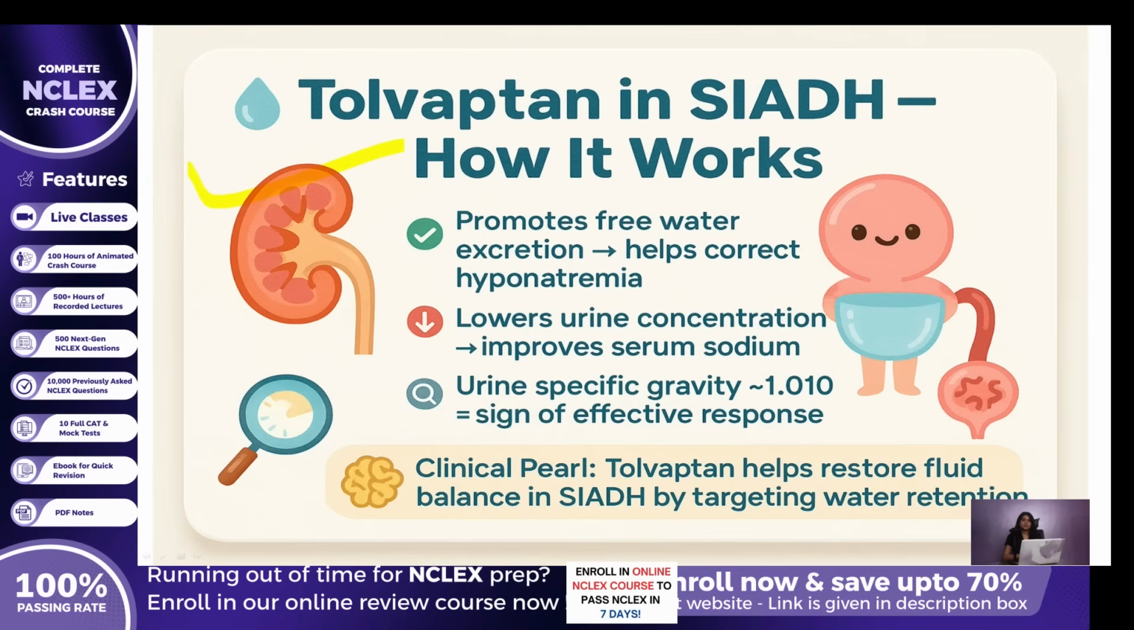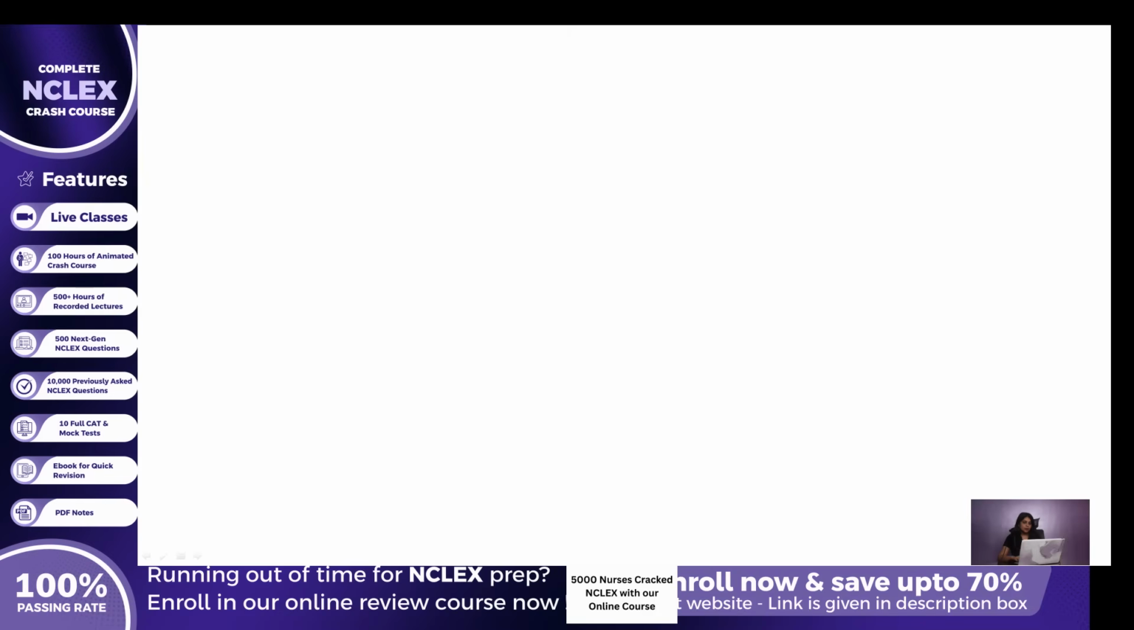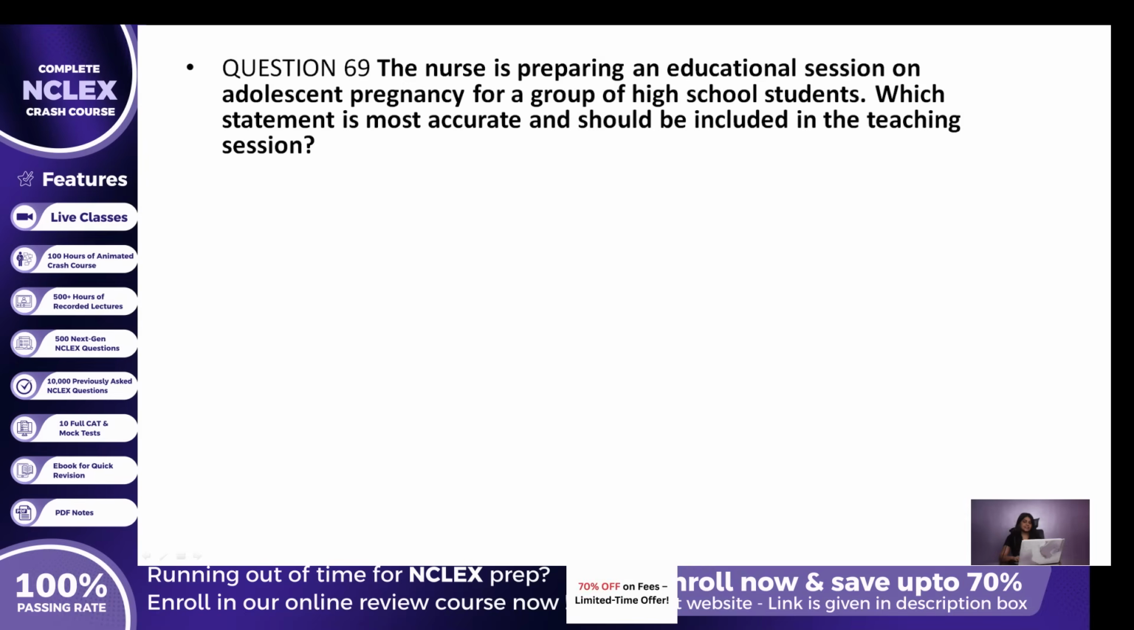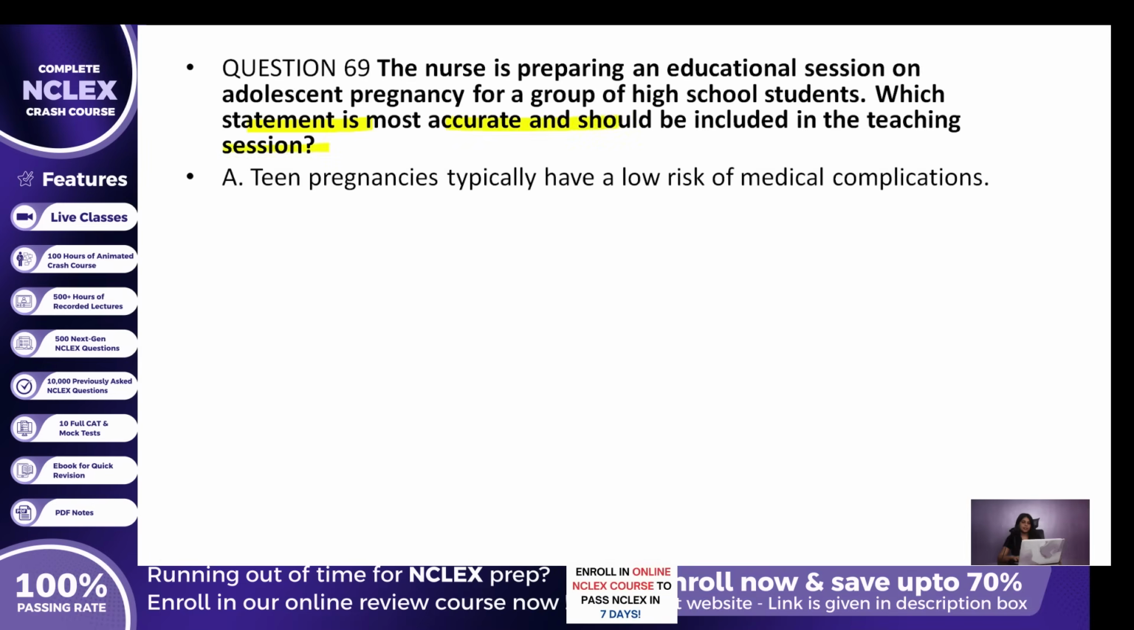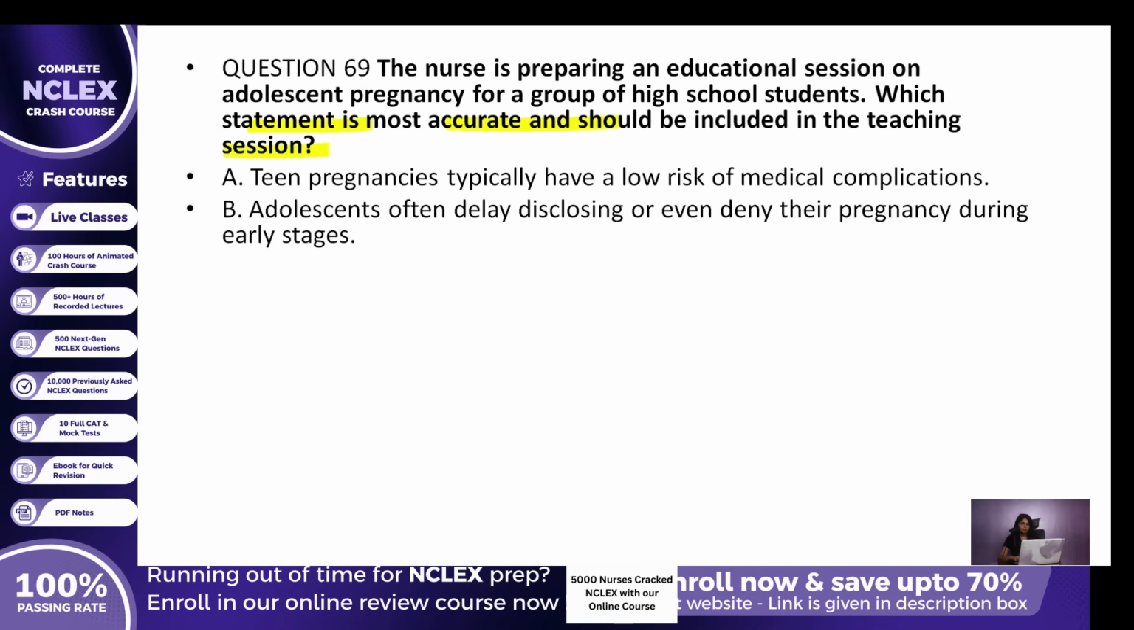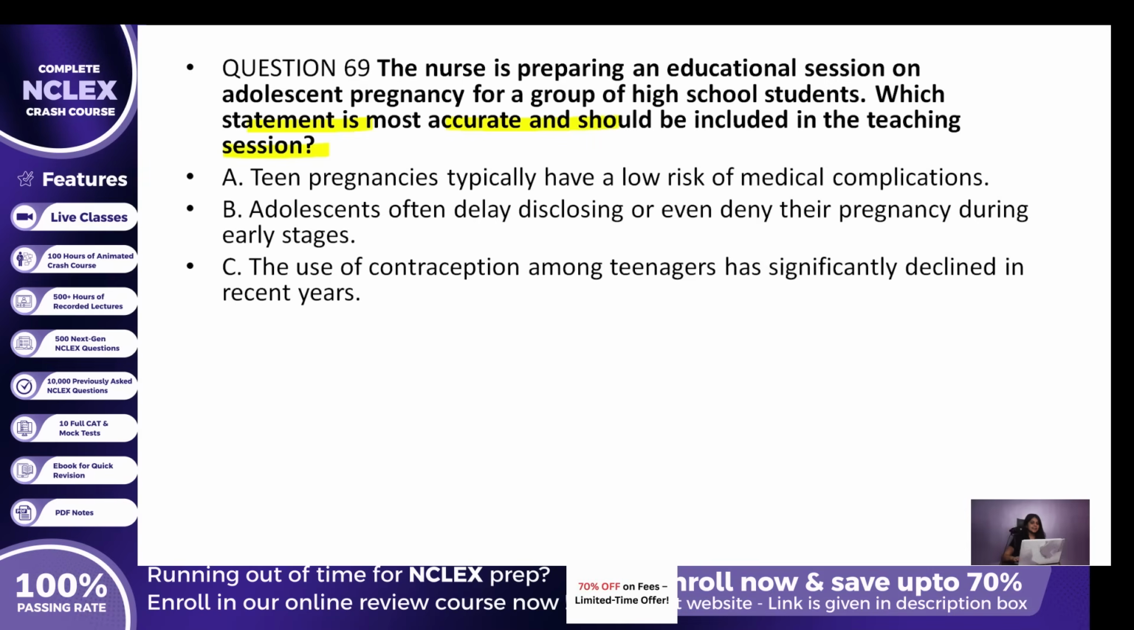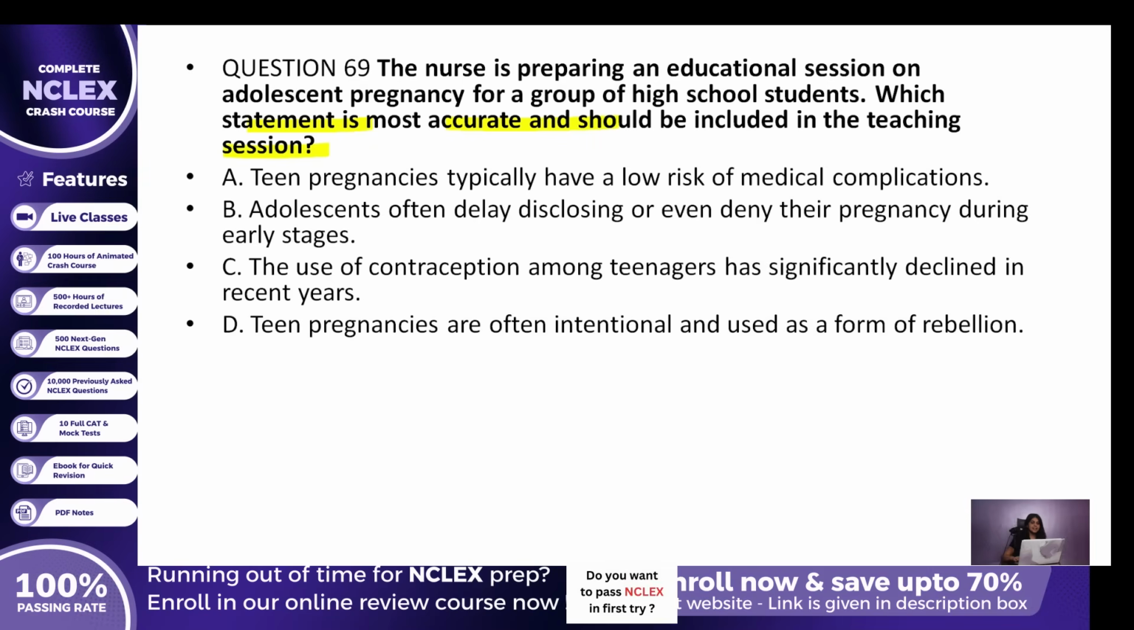Now, let us shift to adolescent health and pregnancy, a sensitive and high-impact topic for education. Question 69. The nurse is preparing an educational session on adolescent pregnancy for a group of high school students. Which statement is most accurate and should be included in the teaching session? The options are A. Teen pregnancies typically have a low risk of medical complications. B. Adolescents often delay disclosing or even deny their pregnancy during early stages. C. The use of contraception among teenagers has significantly declined in recent years. D. Teen pregnancies are often intentional and used as a form of rebellion.